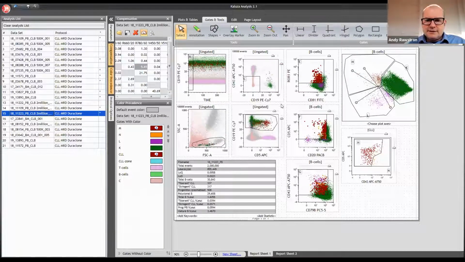Okay, so here's another sample. We've got 800,000 total leukocytes. There's obviously a lot of the things that are in the CLL zone that are actually just the edge of the normal B cell spectrum, but there are a few events up here. So if we try and clean up, we are left with 15 events.